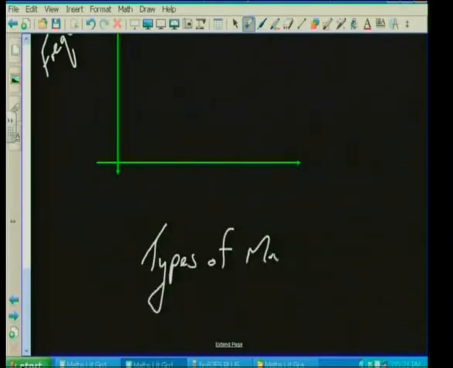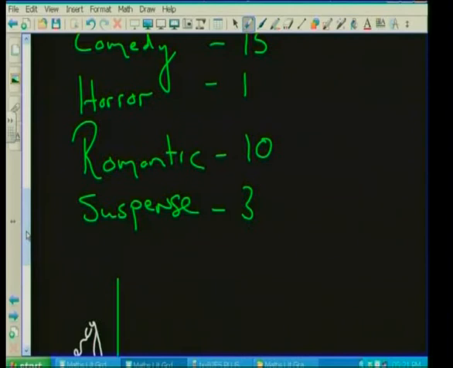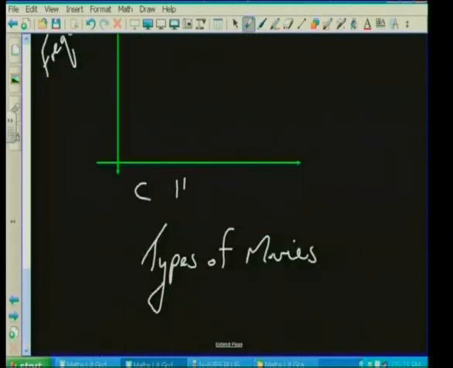And what types of movies did we have? Do you remember? We had a good comedy. What else did we have? A horror, romantic, and suspense. Now, folk, you would be expected to write out all the words. Comedy, horror, romantic, suspense. If you can't fit them horizontally, just write them vertically underneath that axis.